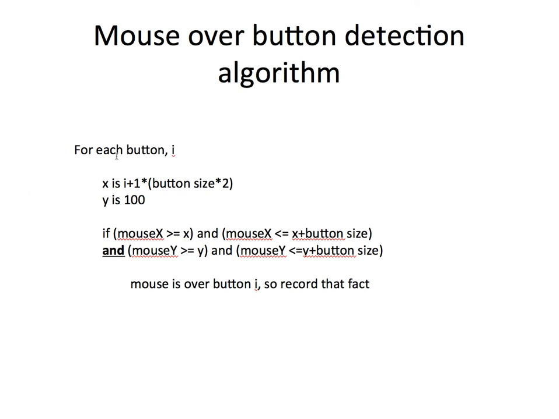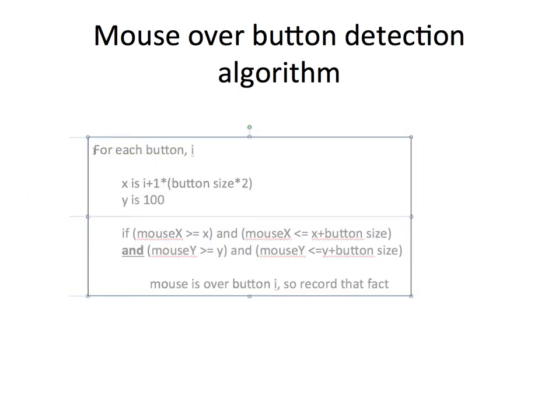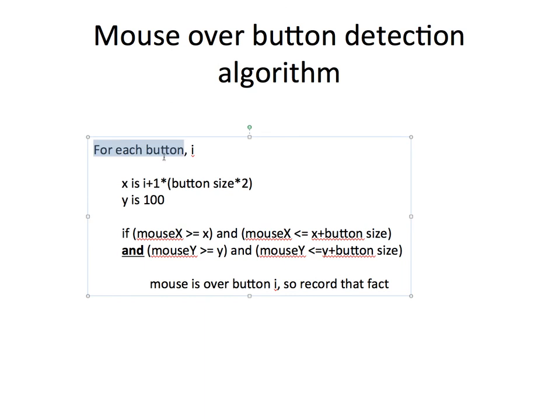For each button, so each button is indexed by I, we calculate its X and Y location. That is the location of the X and Y of the top left of its rectangle. So we call this X and Y. For each button I, we work out the location of the top left hand corner of the button, and we use the formula that we've just seen.